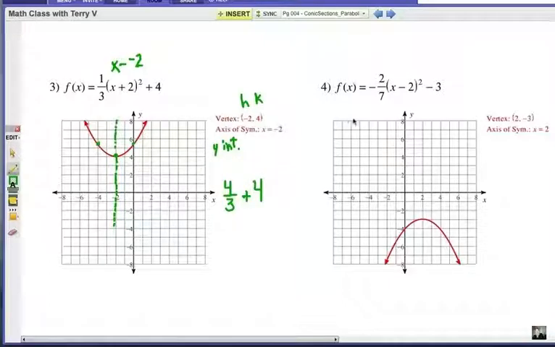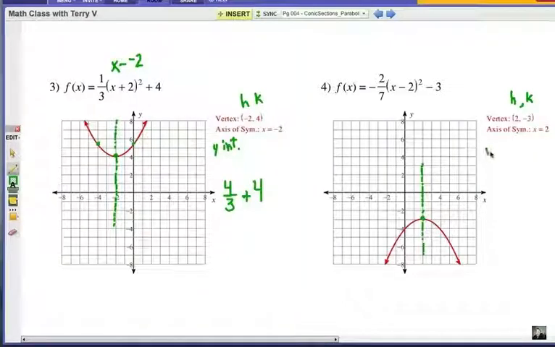Number 4, notice the negative sign right there. That's a negative a value, so it's going to be an upside down parabola. And the vertex is located at 2, -3, as you can see by the h and the k values right there. +2, -3. All right, so there you go. There's your parabola. And 2/7 is smaller than 1, so it's going to be flatter. But let's go ahead, and line of symmetry is x equals 2. So we know that everything's going to be kind of folded or bent around that line.